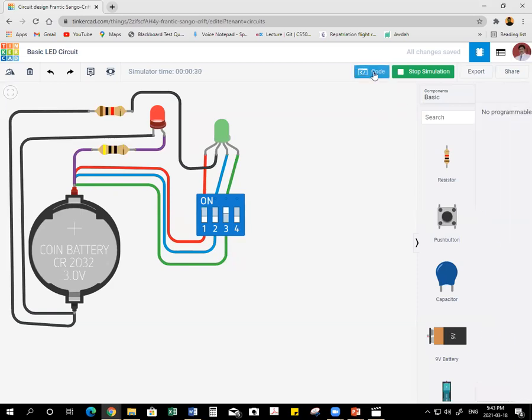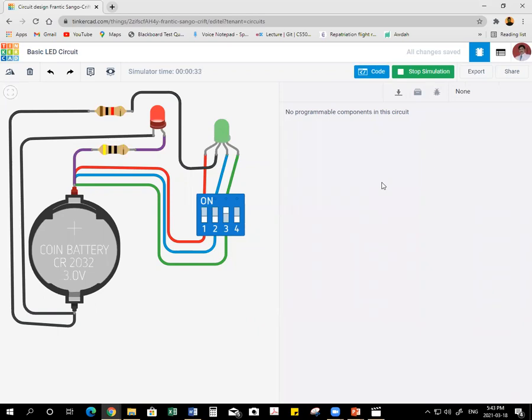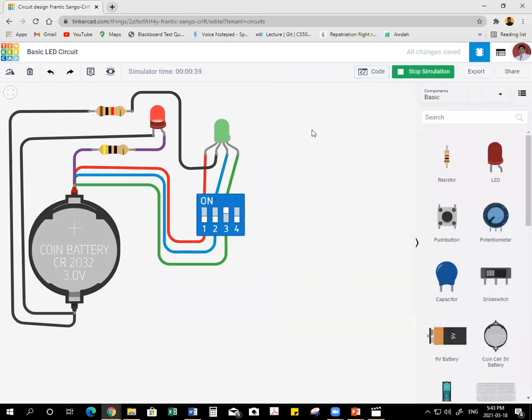Now if you go to the code block, it is empty, because there are no blocks and no programming needed for this direct connection. Programming and code are needed with an Arduino. So that will be our next topic. We will go to the Arduino.